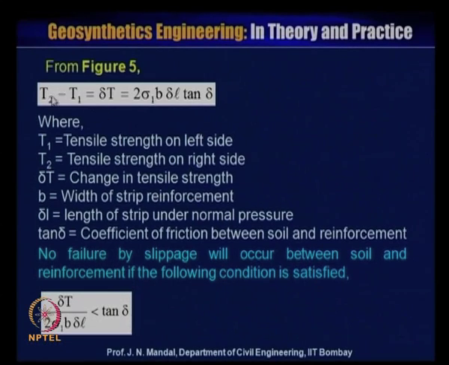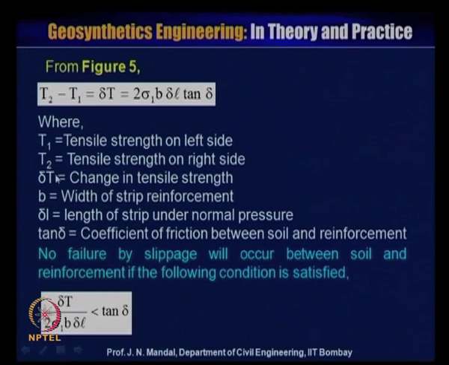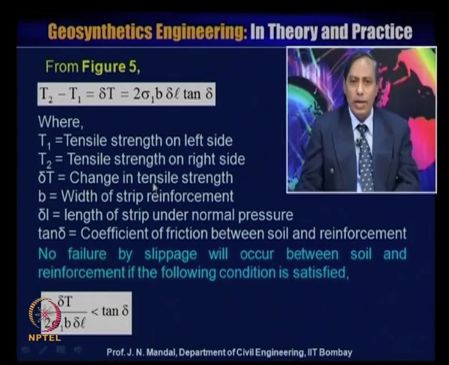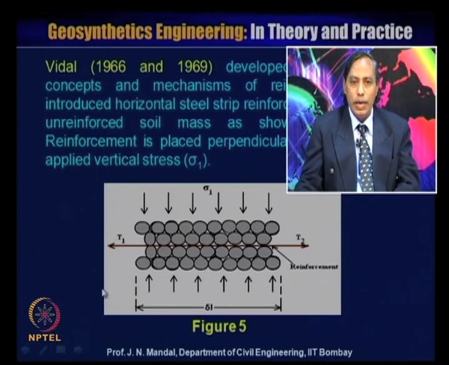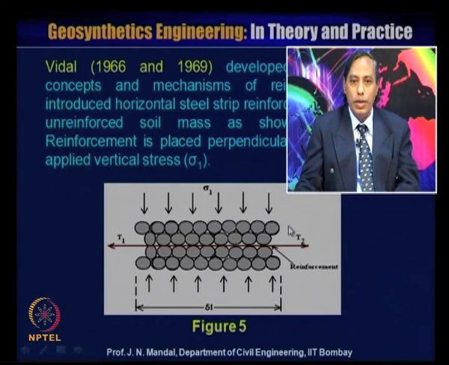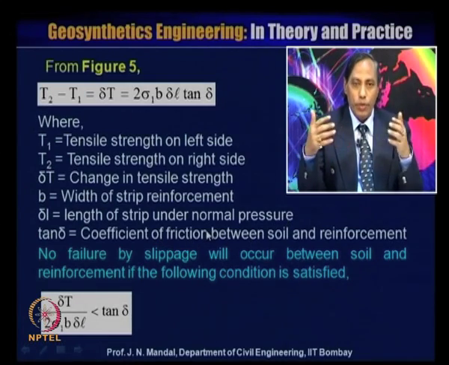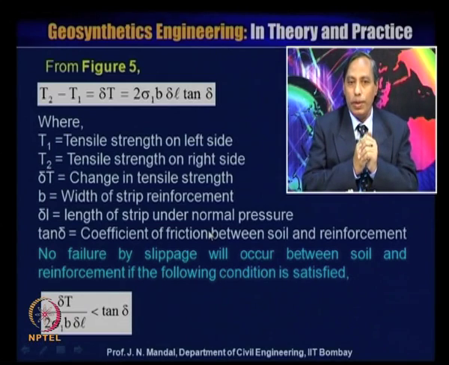You can see we can write that T1 is the tensile strength on the left hand side, T2 is the tensile strength on the right hand side, this delta T is the change of the tensile strength, delta L is the change of length, and B is the width of the strip material. This is the reinforcing material here, and the width of the strip is B. Delta L is the length of the strip under the normal pressure, and tan delta is the coefficient of friction between the soil and the reinforcement.